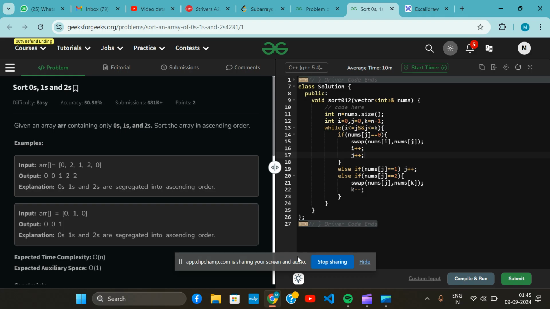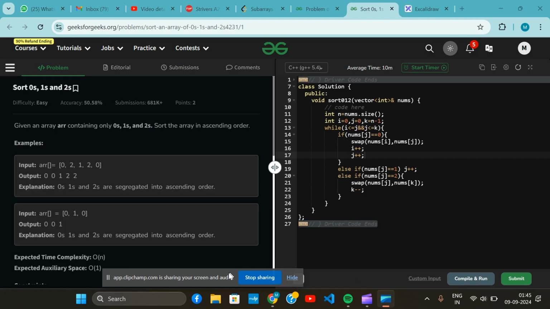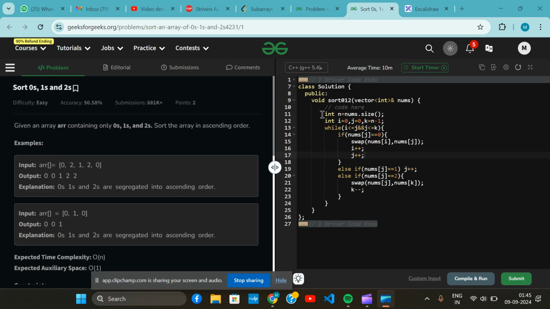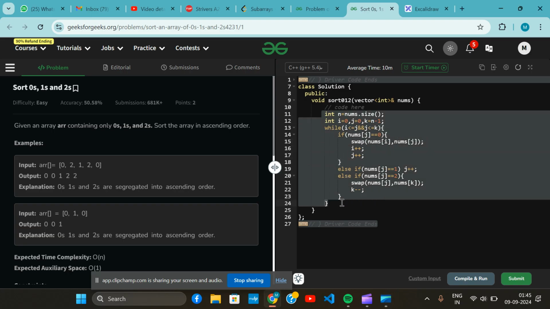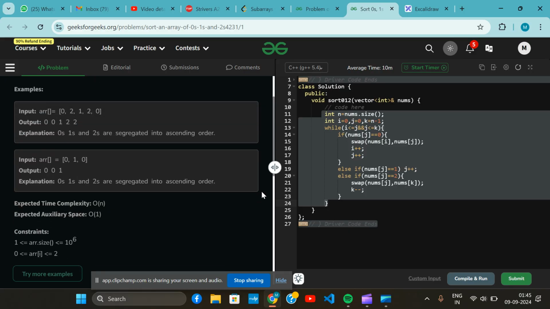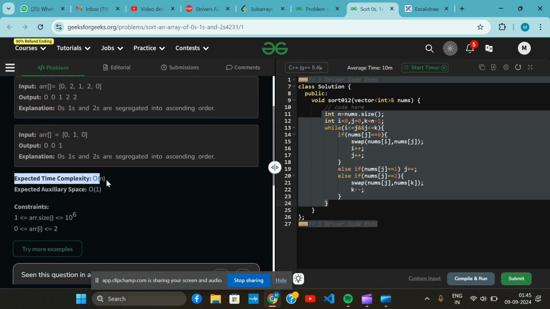Okay, guys. So let's continue to our new POTD. We can see that it seems to be very easy, that we only have to sort zeros, ones, and twos. But they applied a condition over here that we have to sort in big O of n time and big O of one time complexity.